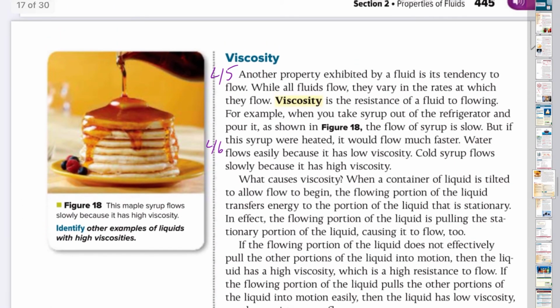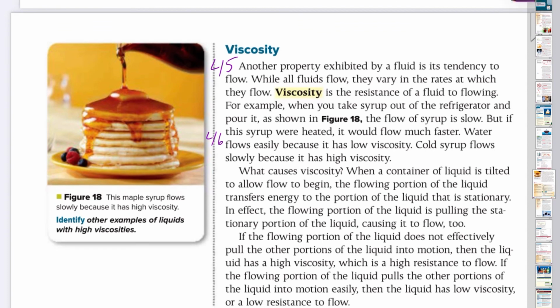All right, viscosity. Another property exhibited by a fluid is its tendency to flow. While all fluids flow, they vary in the rates at which they flow. Viscosity is the resistance of a fluid to flowing. For example, when you take syrup out of the refrigerator and pour it, as shown in Figure 18, the flow of syrup is slow. Keep in mind this came out of the refrigerator, so it's cold. But if the syrup were heated, it would flow much faster. Water flows easily because it has low viscosity. Cold syrup flows slowly because it has high viscosity.